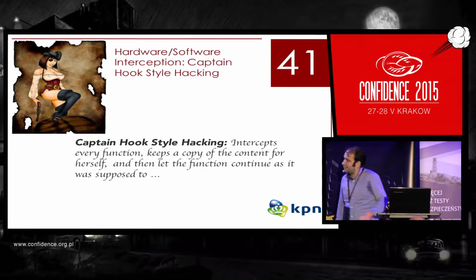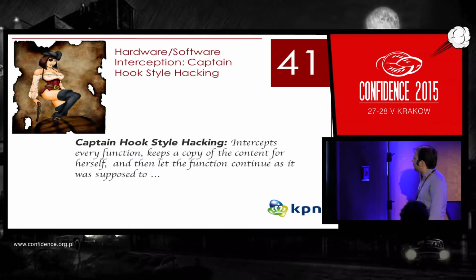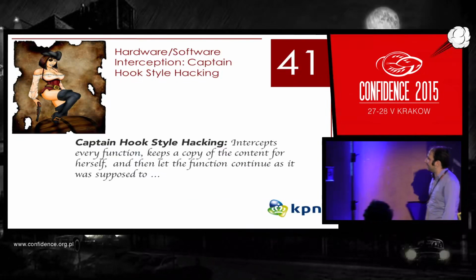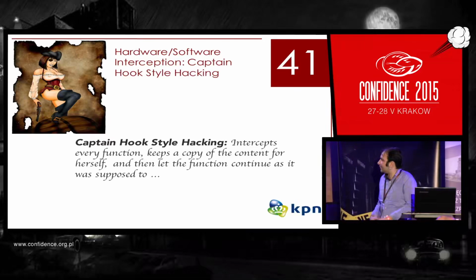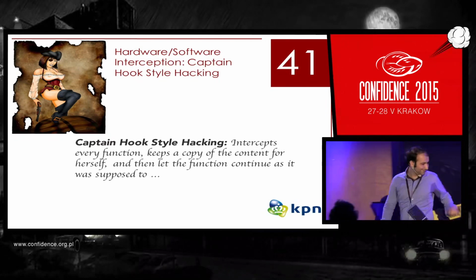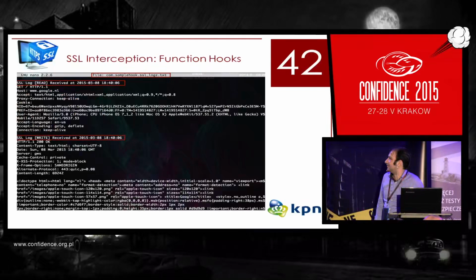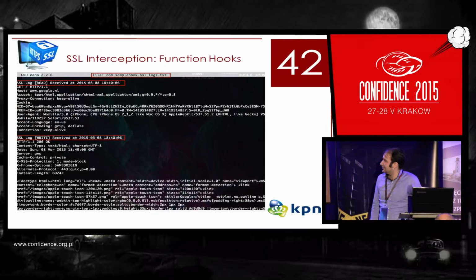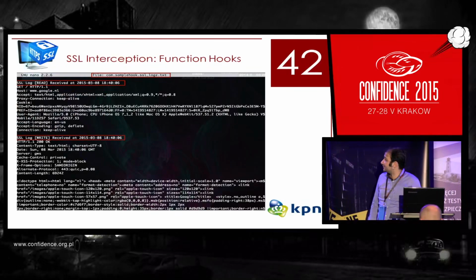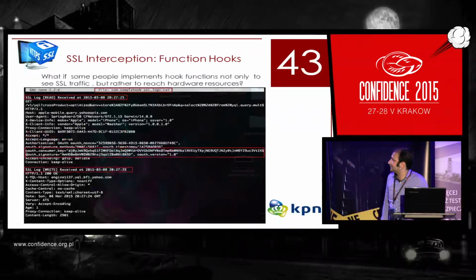Once we implemented this, we came up with an interesting analogy, a top-down hook style. We intercept every function and keep a copy of the content for ourselves, in a similar manner to how the NSA does. Once you run the application with the dynamic library in this manner, it looks like this. You can obtain everything in plain text.